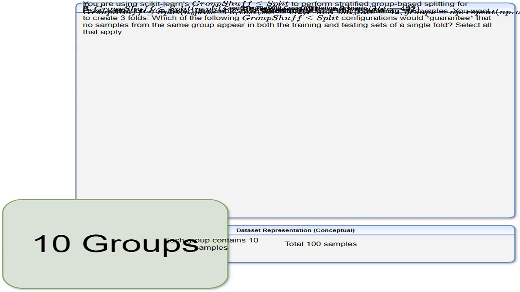We have a total of 10 groups. This is important because GroupShuffleSplit works based on these groups to avoid mixing group members across training and testing sets. It is critical to understand how this number relates to the number of samples and the desired number of folds.